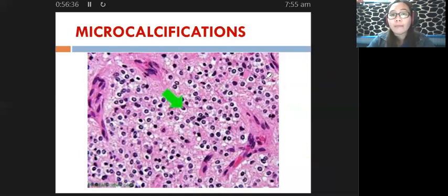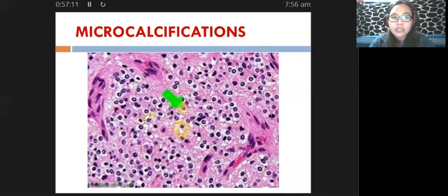Another way by which we can detect the presence of microcalcification is during examination, particularly if the stain that you utilized is hematoxylin and eosin. In your tissue sample, microcalcifications will appear as dark, dark granular masses with lighter purple halos. Okay, so I repeat this once.